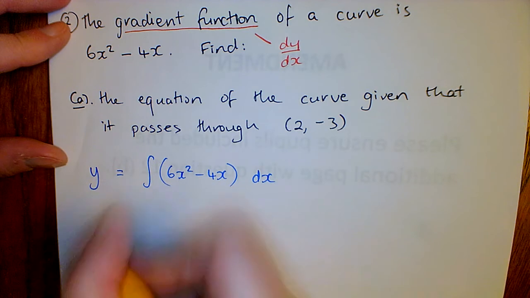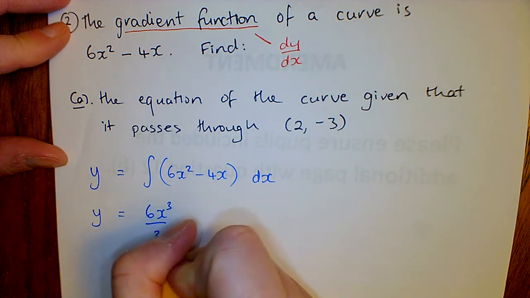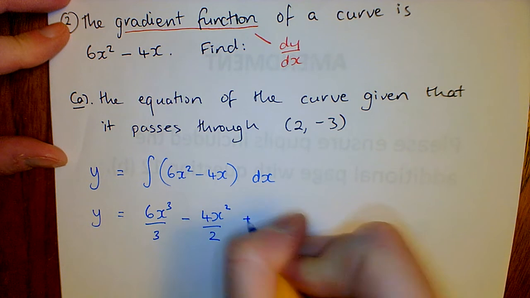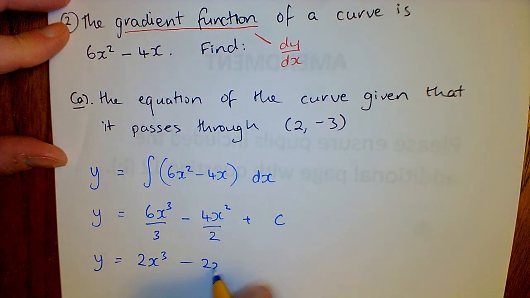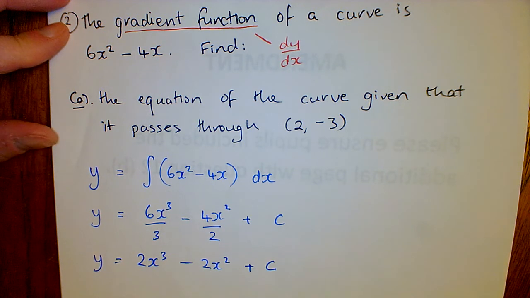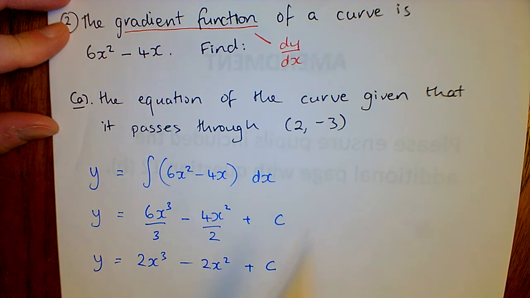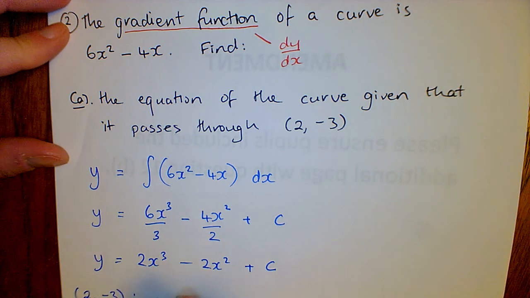with respect to x. So integrate: add 1 to the index, divide by the new index. Add 1 to the index, divide by the new index. Remember your plus c. Tidy it up a bit and we'll get 2x cubed minus 2x squared plus c. So y equals this. Then it gives us a point, so it goes through the point 2, minus 3, and we use that to find c.